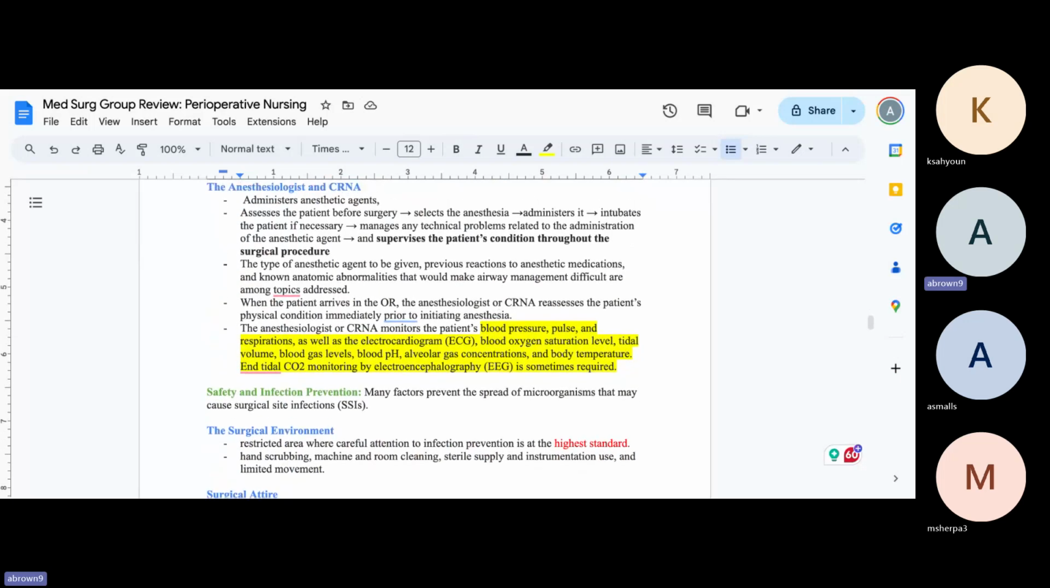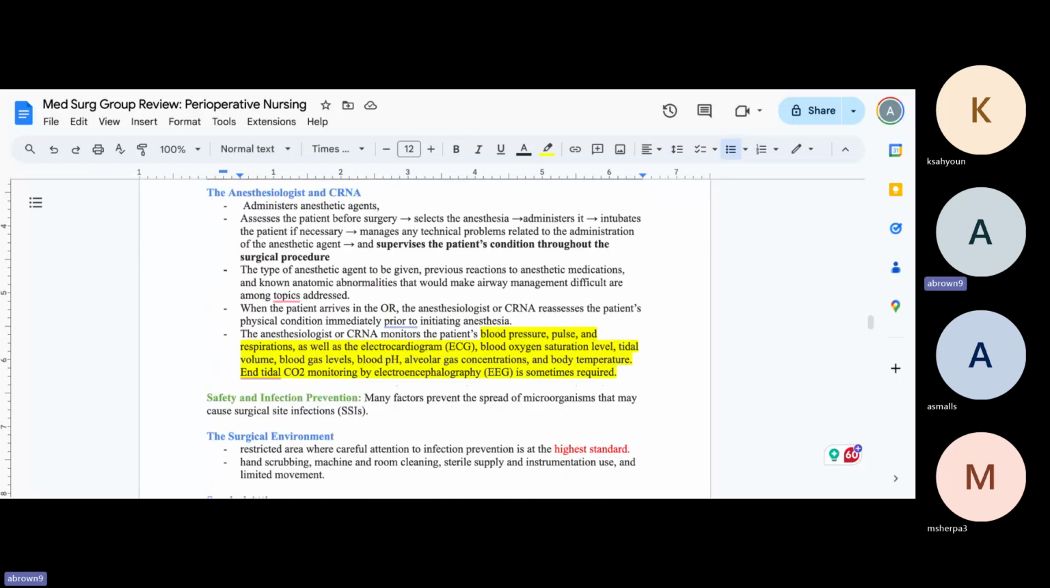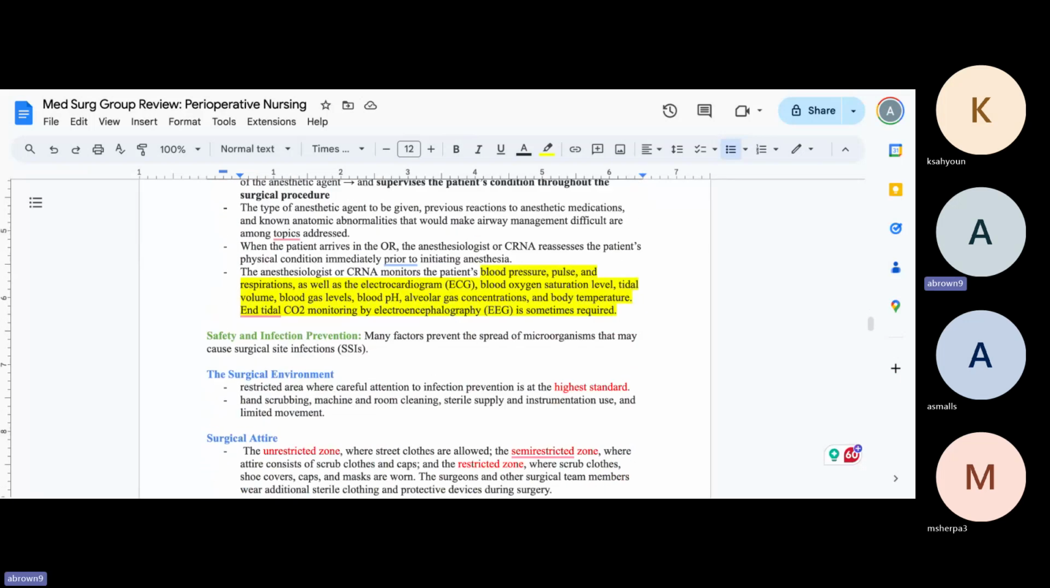When the patient arrives in the OR, the anesthesiologist or CRNA reassesses the patient's physical condition immediately prior to initiating anesthesia. So the anesthesiologist is going to monitor all these things: blood pressure, pulse, respirations, ECG, blood oxygen saturation level, tidal volume, blood gas levels, blood pH, alveolar gas concentrations, body temperature, and all those things, just to see how the patient is taking the anesthesia and how they're doing.